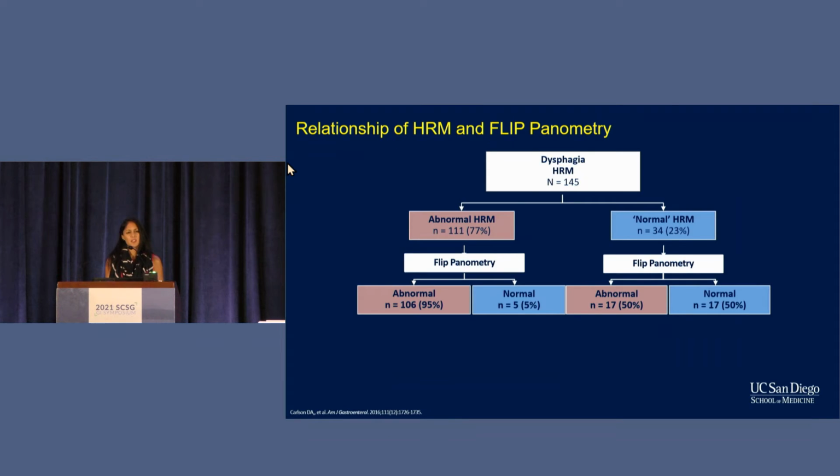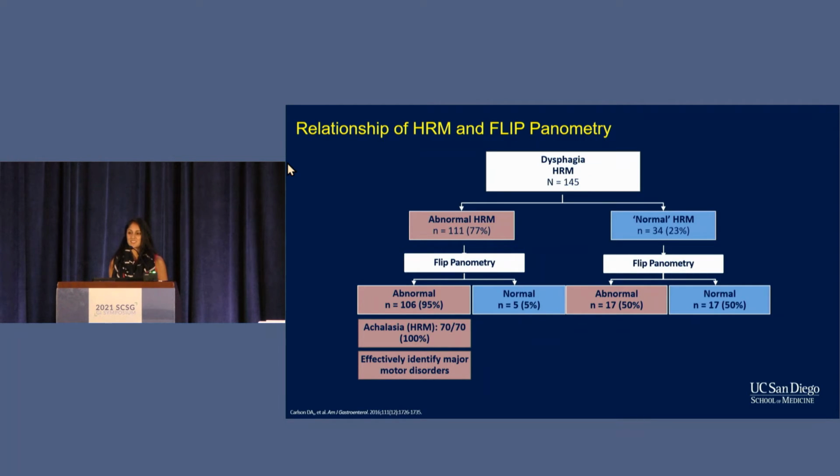So oftentimes people say, well, what's the reliability or relationship between what we see on manometry and FLIP? This was a really great study, again, by Dusty Carlson and John Pandolfino. They had 145 patients with dysphagia. All of them underwent manometry. So 77% had an abnormal manometry. FLIP called 95% of these abnormal as well, and importantly, identified 100% of those that had achalasia as having an abnormal FLIP. So once again, FLIP is very effective at identifying major pathology.